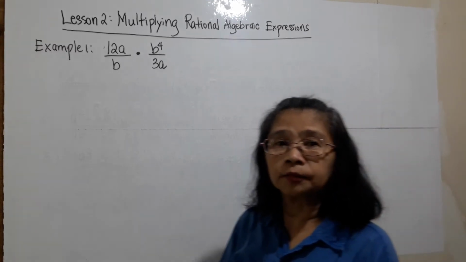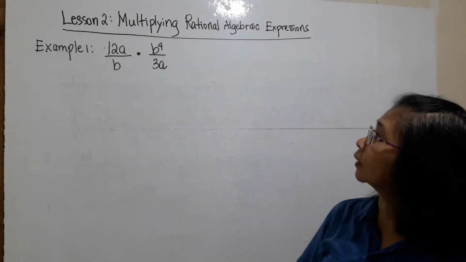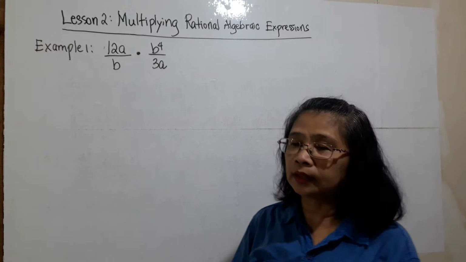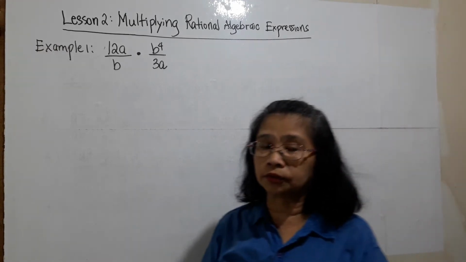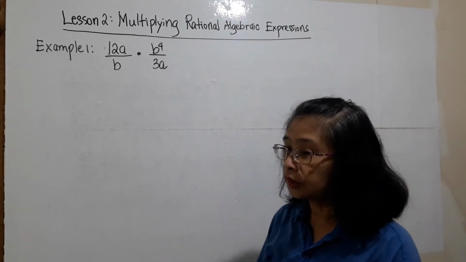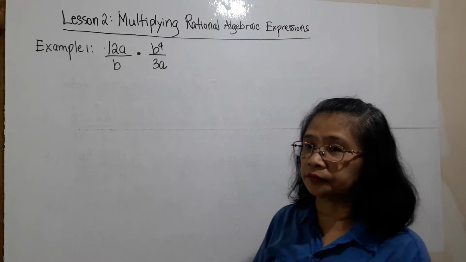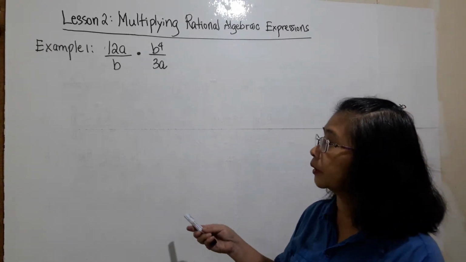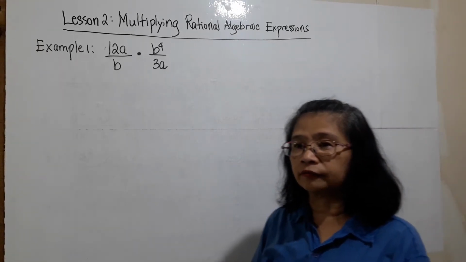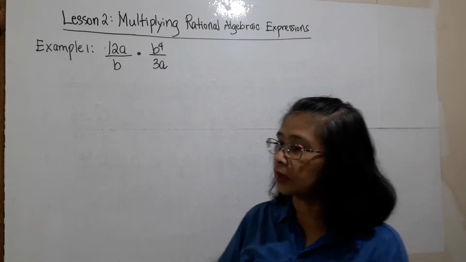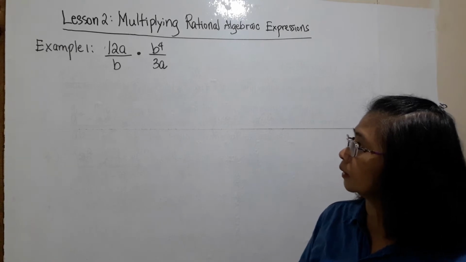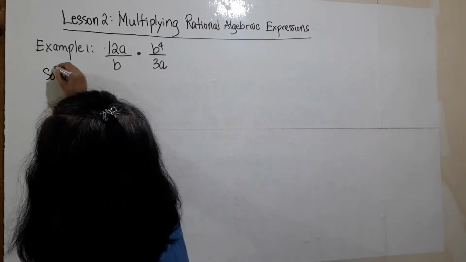In multiplying rational algebraic expressions, we follow the same steps as in multiplying rational numbers or fractions. We can factor if there is a need to factor the numerator and the denominator. We can do cancellation if there are common factors between the numerator and the denominator. So let's have example number 1. Solution.